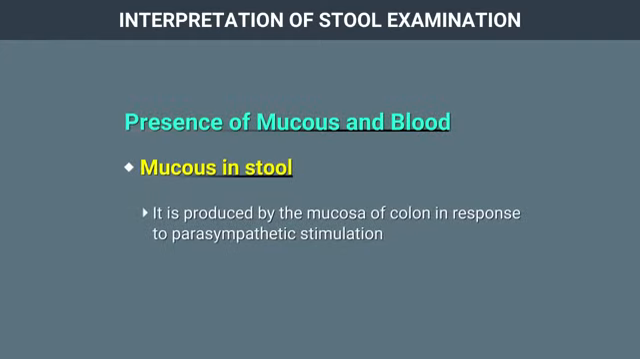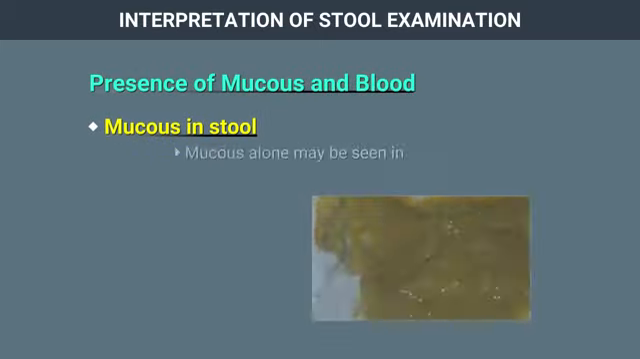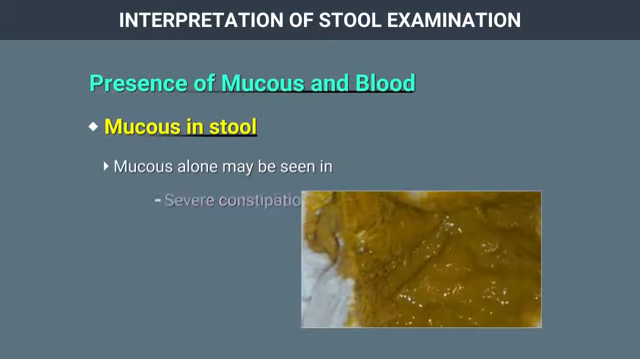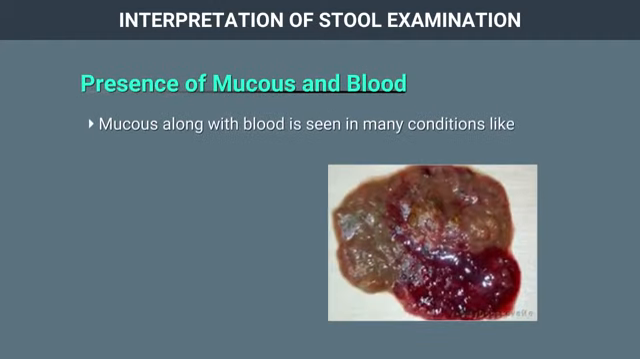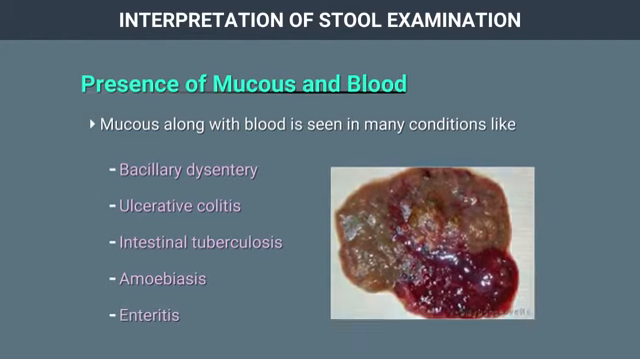Mucus is produced by the mucosa of colon in response to parasympathetic stimulation. Mucus is translucent, gelatinous material clinging to the surface of stool. Mucus alone may be seen in severe constipation or mucus colitis. Mucus along with blood is seen in many conditions like bacillary dysentery, ulcerative colitis, intestinal tuberculosis, amoebiasis, enteritis, etc.